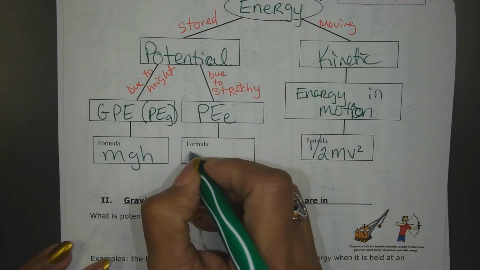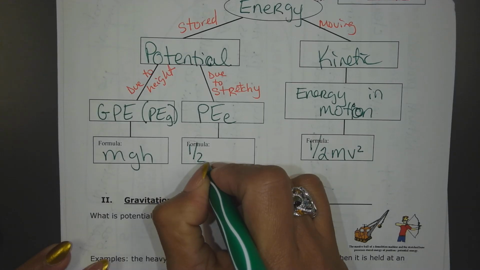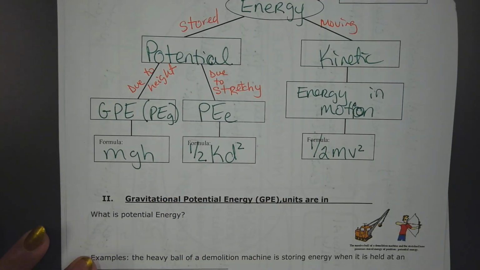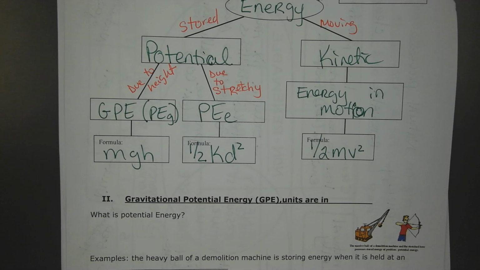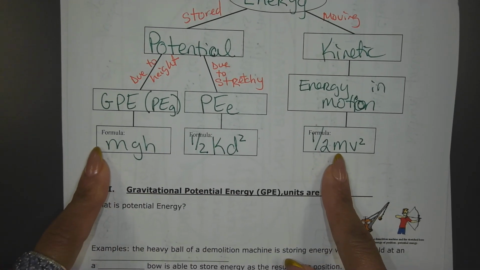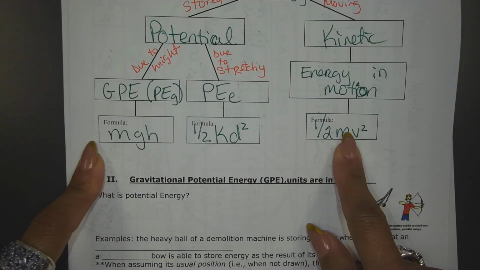So this equation is one half K D squared. And it's on the formula chart. We saw that just a second ago, so that is really good. So this is right now a new equation. These two equations you had in middle school, so you should be good to go with those.